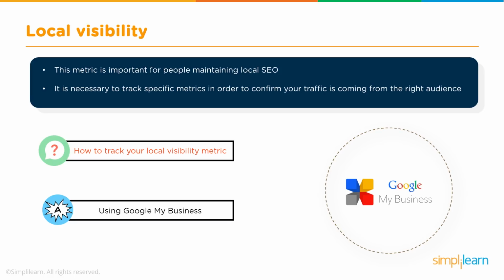So all these metrics help you align with whether you're getting in front of the right audience and whether that audience is actually behaving the way you want them to. Meaning, are they actually contacting you? Are they going to your website? Are they calling you? So local visibility and understanding the metrics involved with local SEO is very important. So Google My Business is where you want to turn your attention.